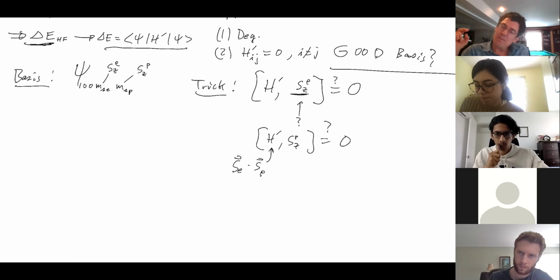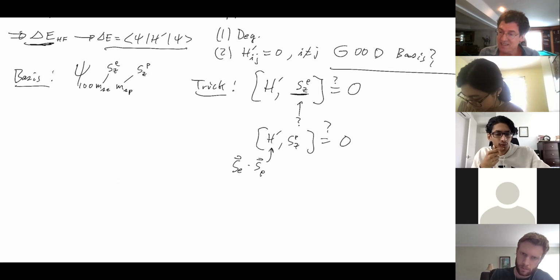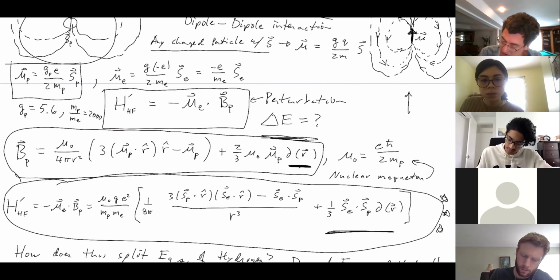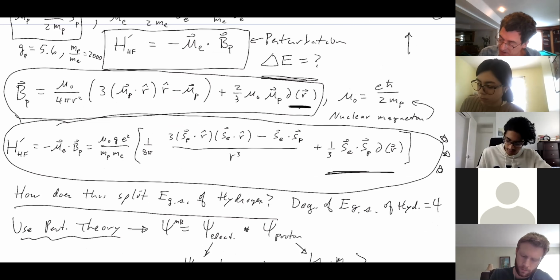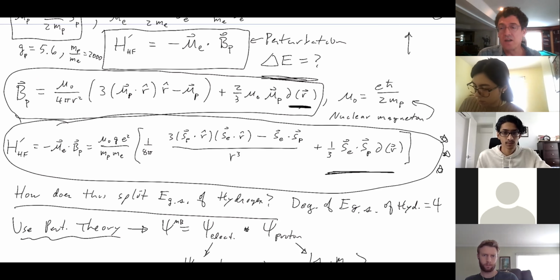And now I'm asking you, does the H prime commute with S_Z, and S_Z for the electron and S_Z for the proton? Does it? Professor, could you explain again why we're using S_E dot S_P? Sure. The simple answer to your question is because it appears in this big formula in the middle of the page, on the right-hand side of the formula. Is that sufficient to answer your question, or do you want me to go into more detail?